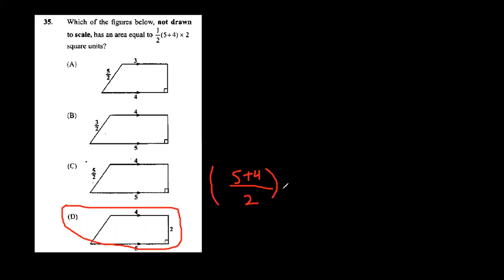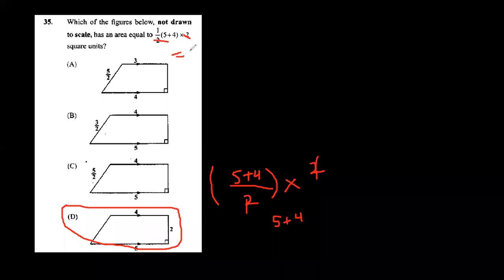And it's going to be multiplied by the height here, which is this 2. These will cancel, leaving 5 plus 4. Same as what we got for this one here. This 2 will cancel with this 2, plus 4.